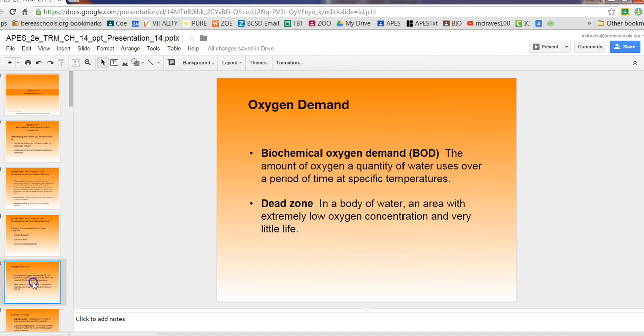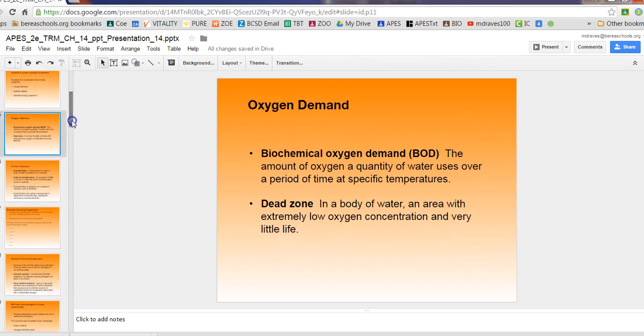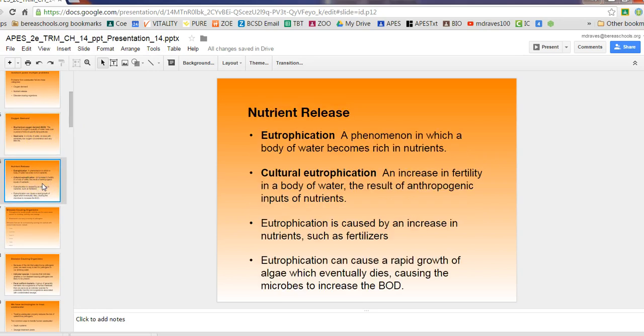So there's a lot of this stuff we've already gone over. BOD and DO you guys already know about. You already know about the dead zone in Lake Erie. You already know about eutrophication, and one thing I want you to make sure you know is that eutrophication is a natural process. It's a natural aging of a lake.